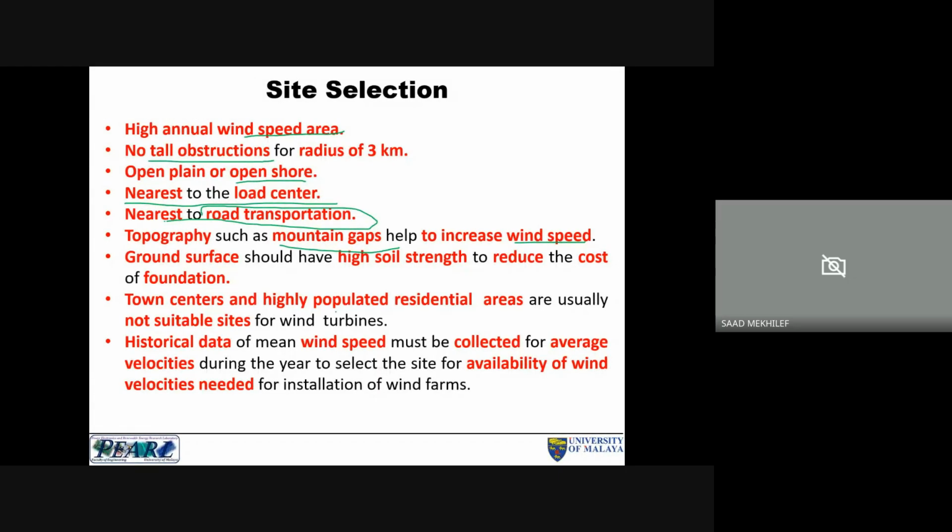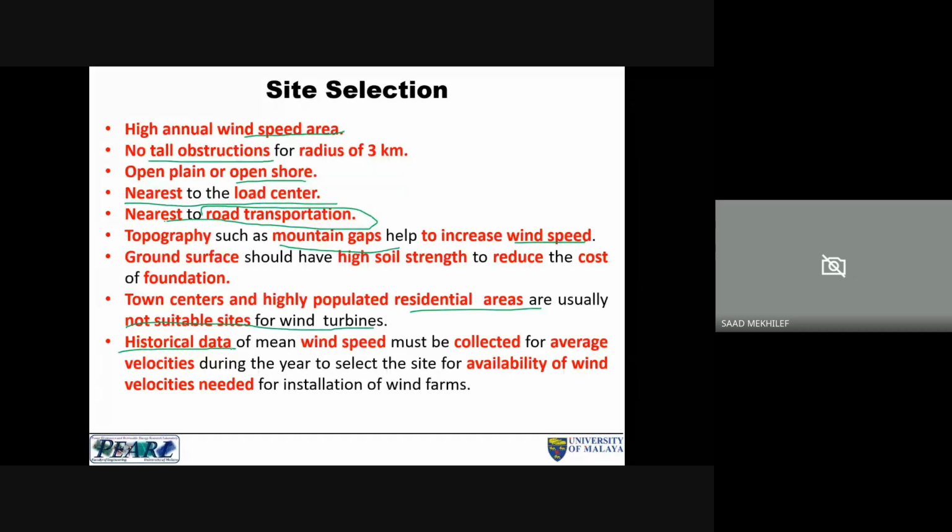Town centers are highly populated residential areas, usually not suitable. In populated residential areas or close to them, people will always have objections and these issues, so they are preferably not a choice for this. And then this is also very important: historical data.